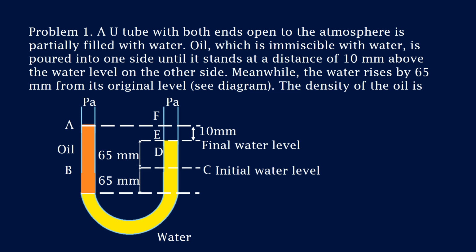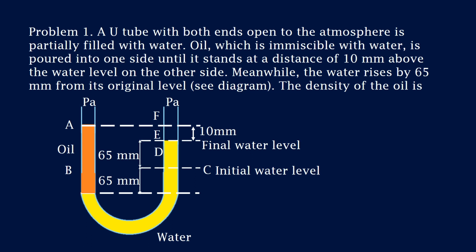Initial level of the water is at point C. Now when we added oil, the water level has increased by 65 mm. Therefore, height of the water column becomes 65 plus 65, that is 130 mm. It is given that oil level is 10 mm above the water level. Therefore, height of the oil column is 65 plus 65 plus 10 mm, that becomes 140 mm.